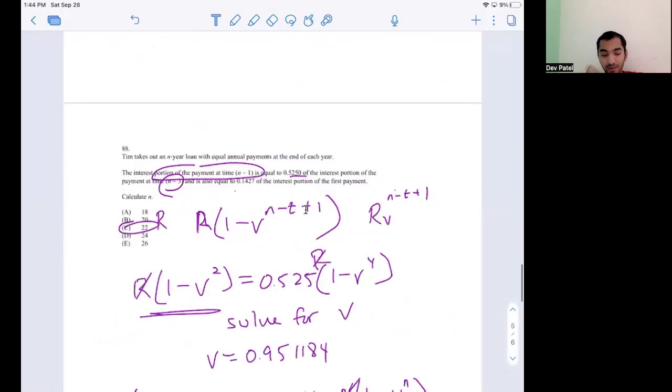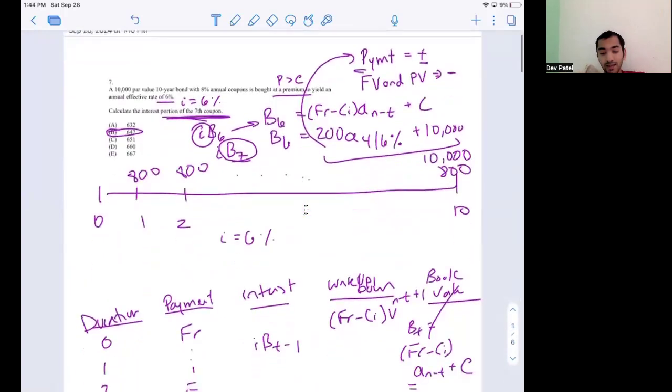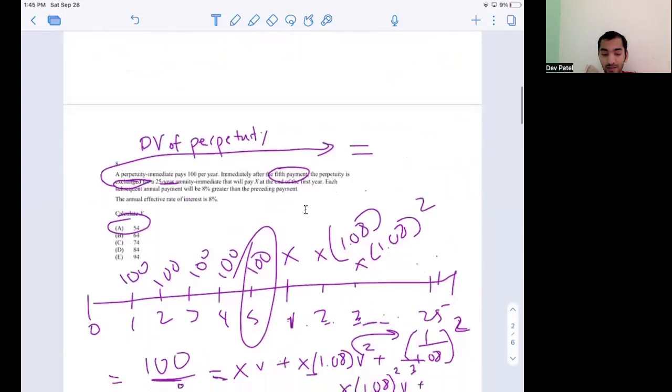So those are the 5 problems that I wanted to go over. Again, just some high-level takeaways is that you want to be very careful and have good attention to detail. In the first question, the interest portion of the 7th payment, you could have accidentally calculated the book value at the 7th instead of using the previous book value. So that's a common mistake.